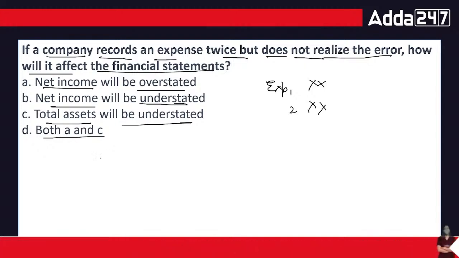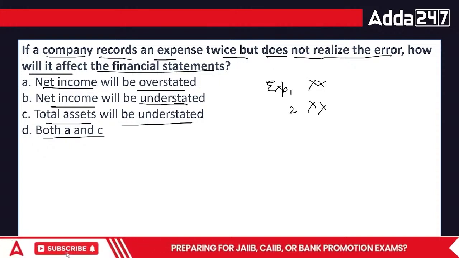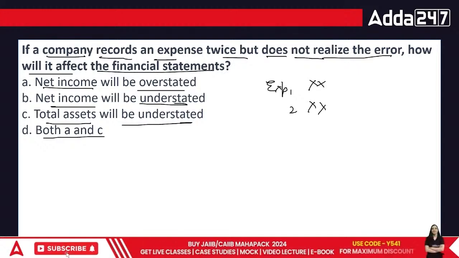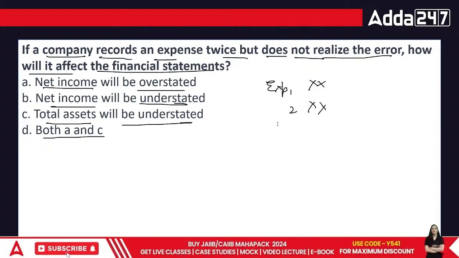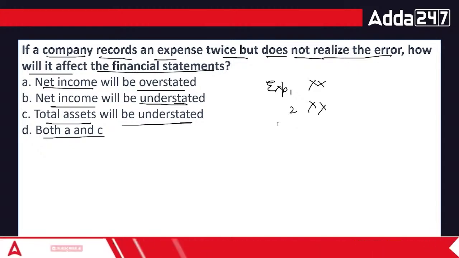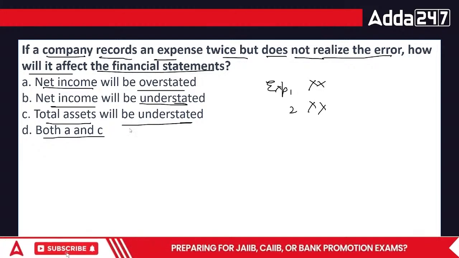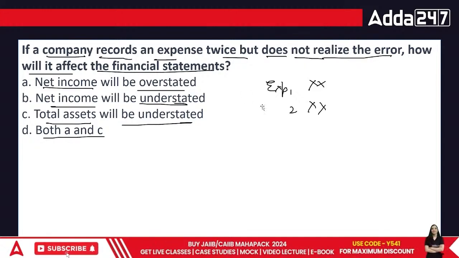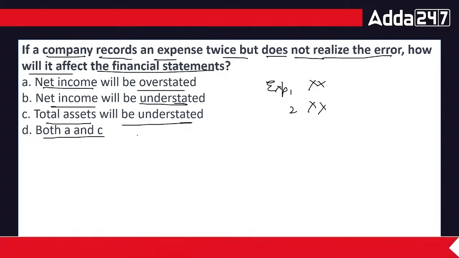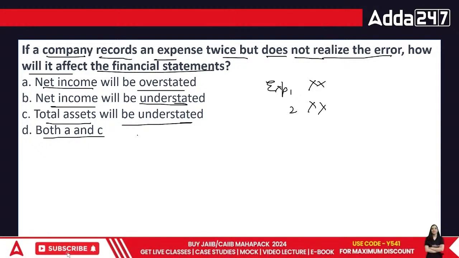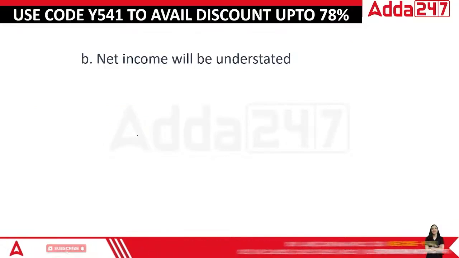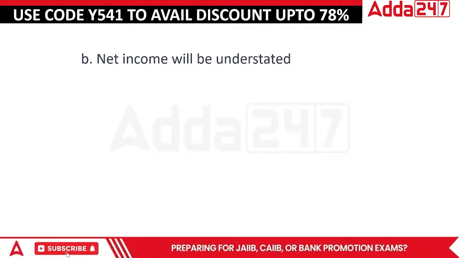Okay, if a company records an expense twice, but does not realize the error. Obviously, in this case, if it is an expense which is recorded twice, then your net income is understated. Why? The expense has been noted twice. Obviously, it is going to hurt my pocket. So if something's going to hurt my pocket, then net income will be understated. If expenses are recorded twice, your expense is more, your income is less, then ultimately it would look like you are facing a loss while you are not facing a loss.